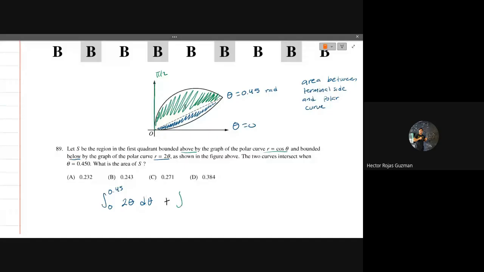So then we're going to do the integral from 0.45 to pi over 2 of cosine of theta d theta. I don't have a calculator with me. Go ahead and plug it in, set it to polar function, and your answer is going to come right out.